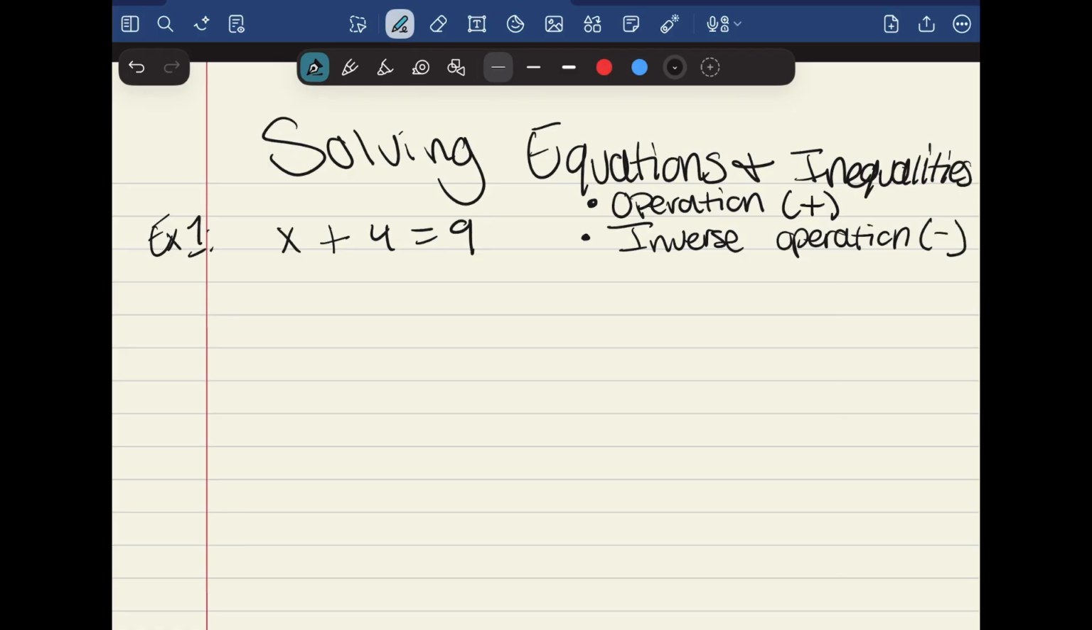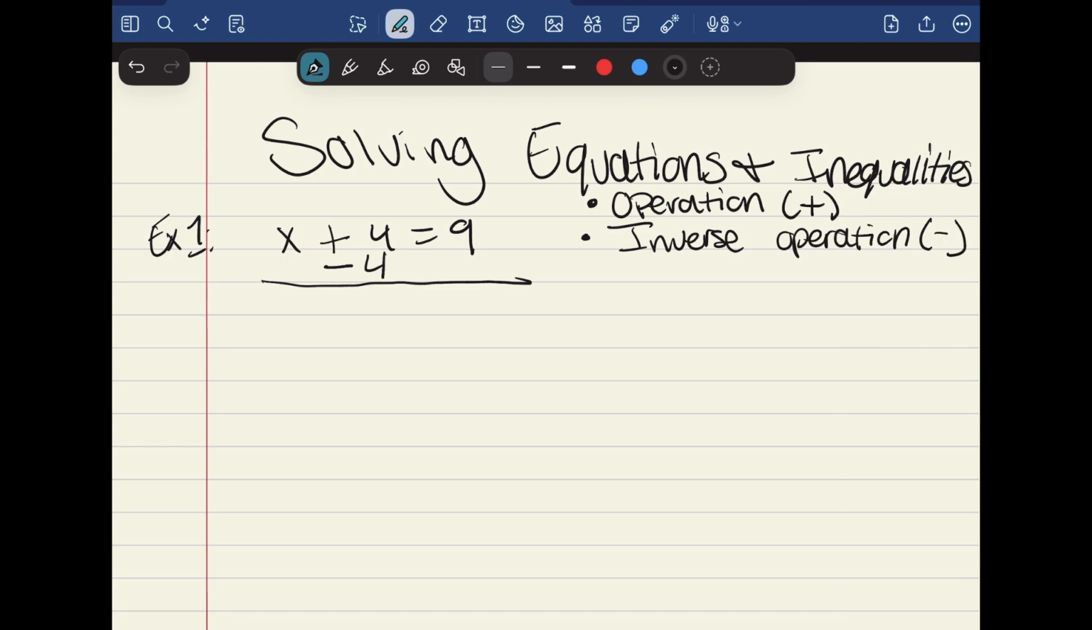Therefore, I'm going to take the plus 4 and change it to a minus 4. I'm going to subtract 4 from x. I want to do that to get x alone. I want to isolate this. I want to solve for x. I want to find my true number that stands right here. So, if I have x plus 4, it's now going to change. The plus 4 is now going to change to minus 4.